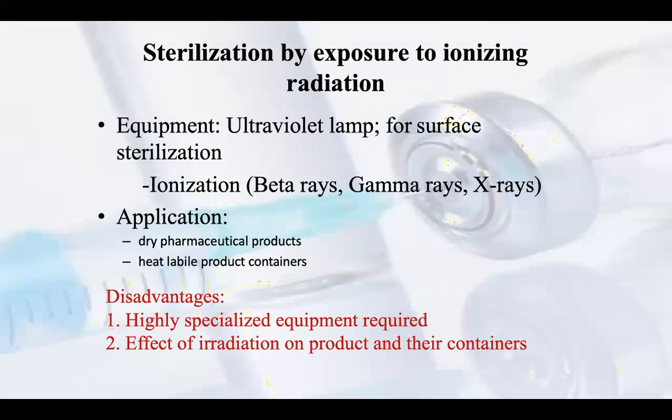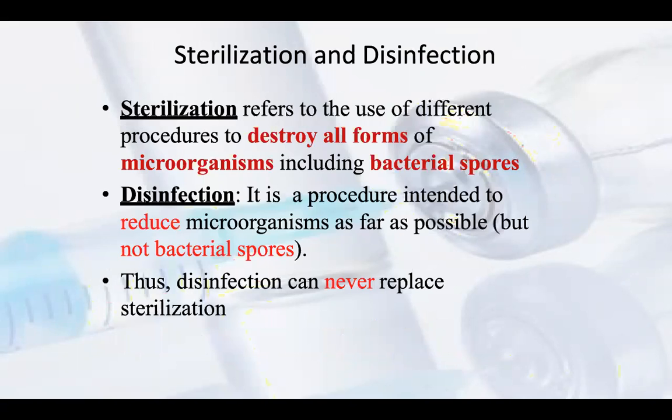Exposure to ionizing radiation: the equipment includes ultraviolet lamps for surface sterilization, and ionization with beta rays, gamma rays, and X-rays. These are applied to dry pharmaceutical products, heat labile products, and their containers. The disadvantage is that highly specialized equipment is required, and there is an effect of irradiation on products and their containers.